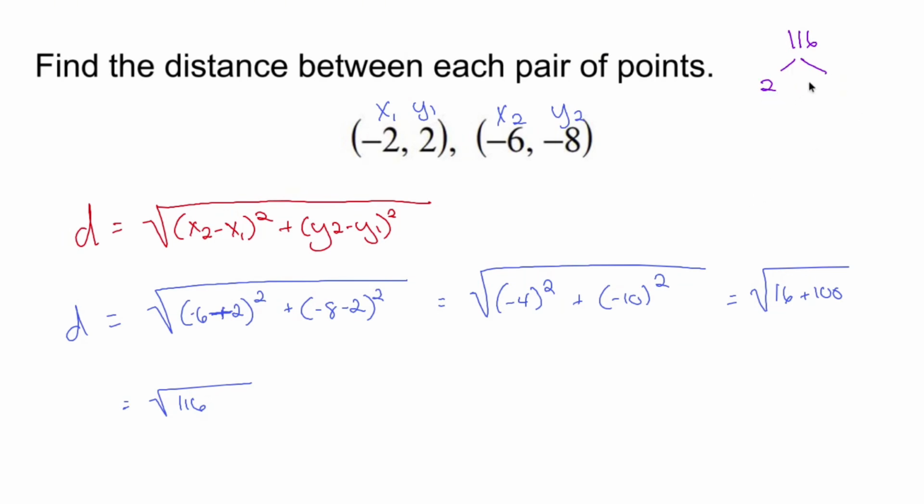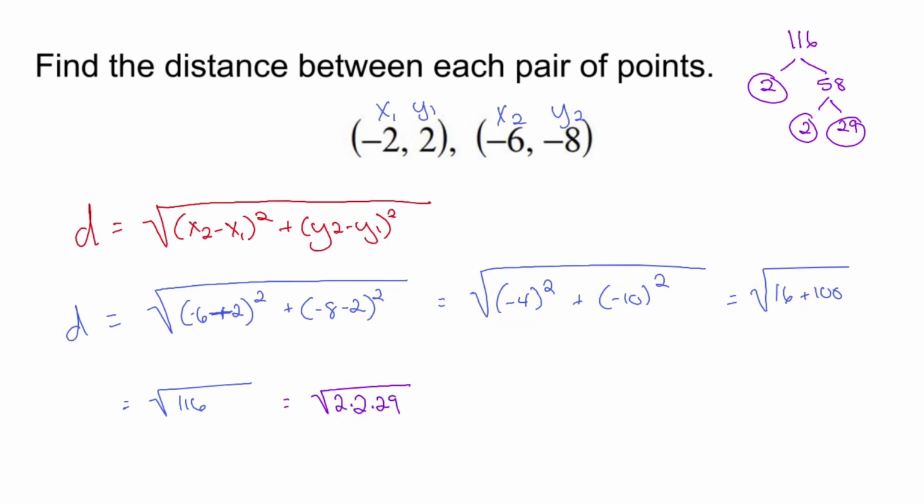Okay, so if I rip a 2 out of there, I am left with 58. I can rip a 2 out of there, and that leaves me with, what is that, 29? Yeah. So that's going to be that. I can't do anything with 29. So what that means is I can turn the square root of 116 into 2 times 2 times 29.